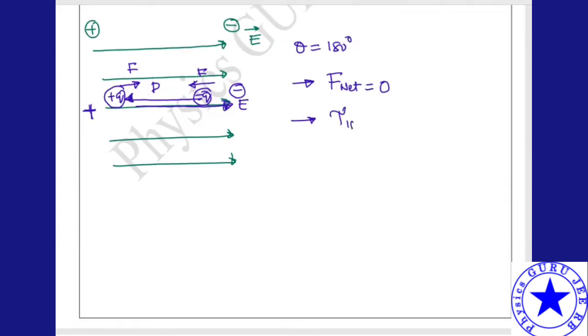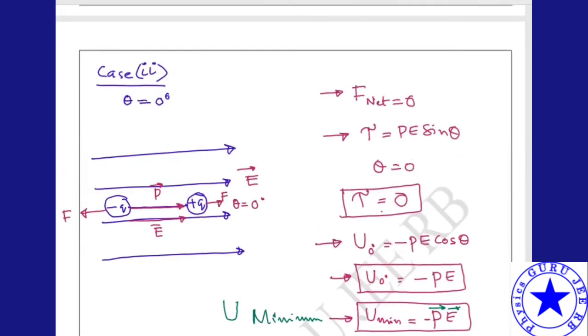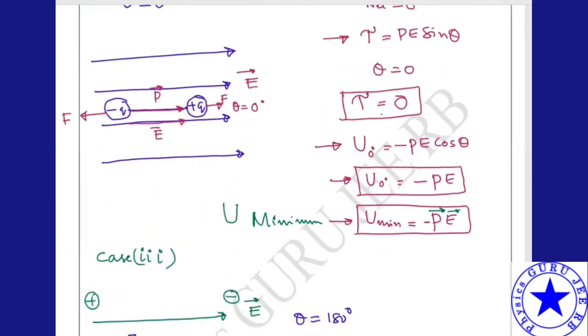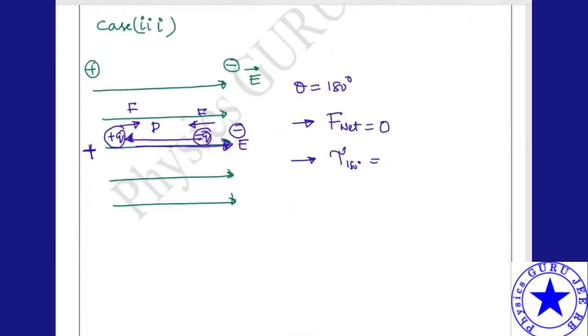Next, net torque, when theta is equal to 180 degrees. What is the formula for torque? Can anybody tell? Torque is p E sine theta. What is sine of 180? Sine 180 is 0, so the torque is nothing but 0. This is also 0.